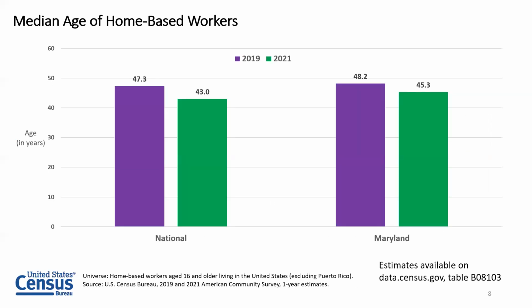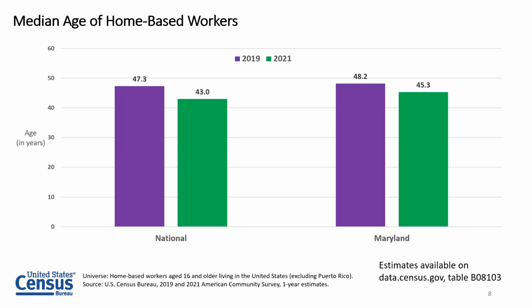So who is working from home? And again, we have a report coming out in a couple of months that will speak to this in a lot more detail. But we learned prior to the pandemic that home-based workers tended to be older than their commuting counterparts. This is an interesting finding in a report on the commuting habits of older workers that was published in late 2020, I believe. So here we have the median age of home-based workers in 2019 and 2021. At the national level, that statistic of median age dropped by about 4 years, indicating that the overall home-based workforce was much younger in 2021 than it was before the pandemic.